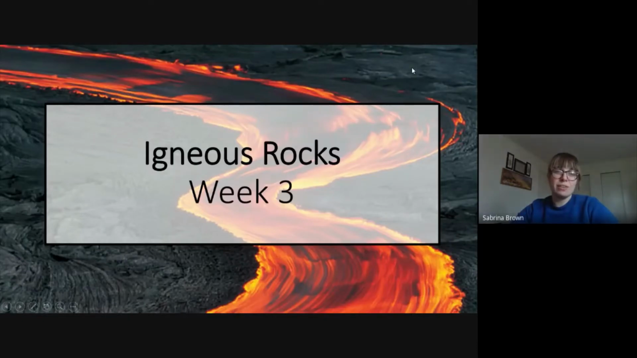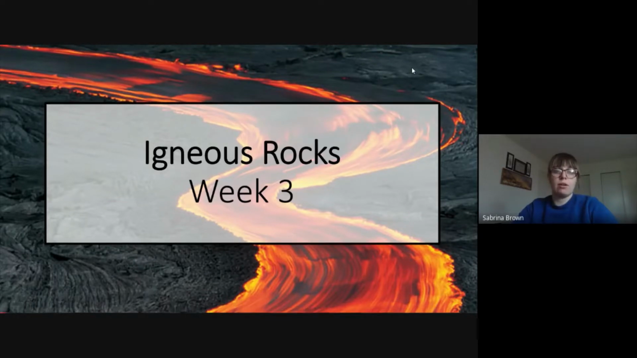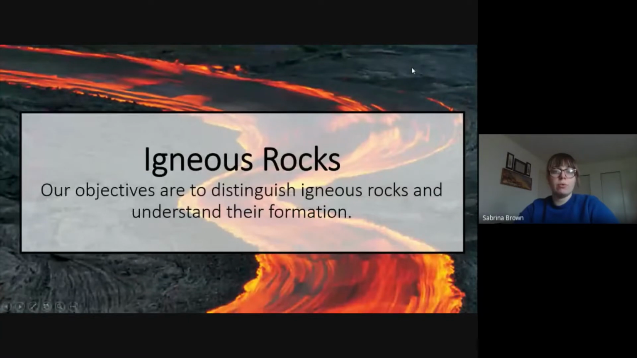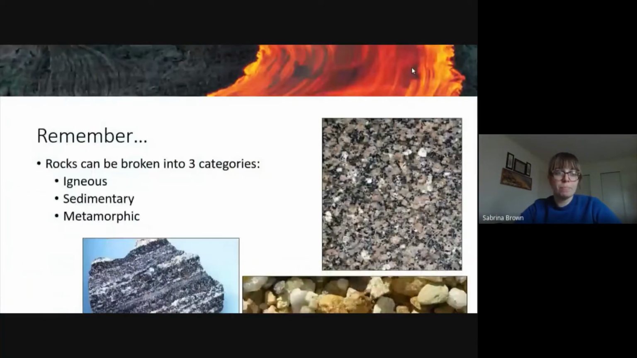Hey guys, so this week we are talking about igneous rocks. And so we're going to work on distinguishing igneous rocks and understanding how they form. And we're going to work on how we classify and identify igneous rocks in the lab.